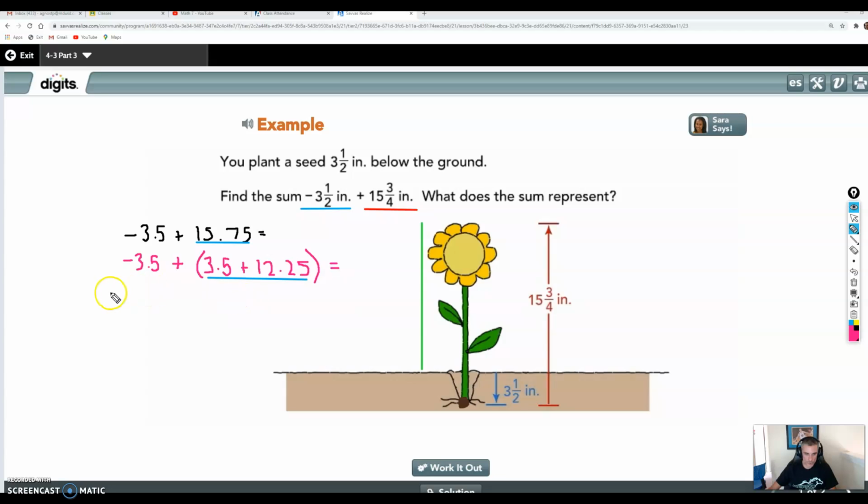Okay. So now I'm going to regroup. So I'll say negative 3.5 plus 3.5, right? I regrouped, plus my 12.25 equals what? There's a decimal. Okay, we know that additive inverses sum to 0. So this is 0 plus 12.25. Any number plus 0 is just itself. So 12.25 inches. That is the distance from the top of the flower to the ground.